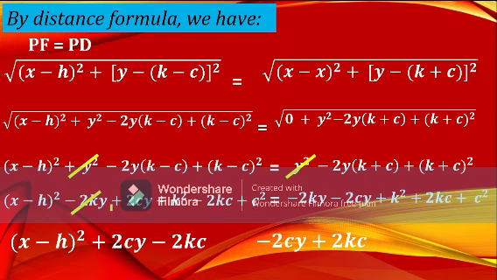Okay, negative 2ky here, we also have negative 2ky, that will be cancelled out. k squared here, we also have positive k squared, that will be cancelled out. And the c squared here as well as the c squared there can be cancelled out. And rewriting the terms that remain, we have (x - h)² + 2cy - 2kc is equal to -2cy + 2kc.